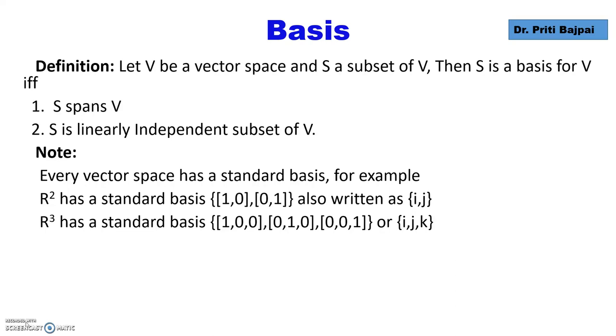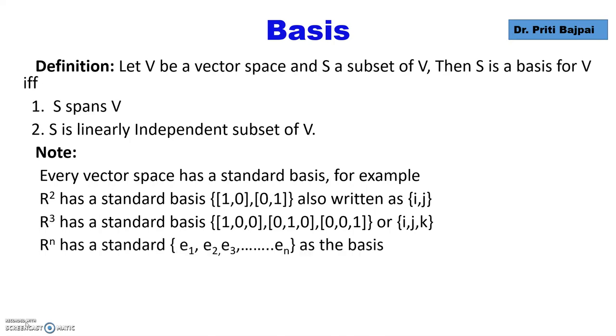If we take R3, there are three vectors which form the standard basis: (1, 0, 0), (0, 1, 0) and (0, 0, 1). Or we can write it as i, j, k. The standard basis for Rn is e1, e2, e3, up to en. These are all unit vectors and this subset forms the standard basis for Rn.